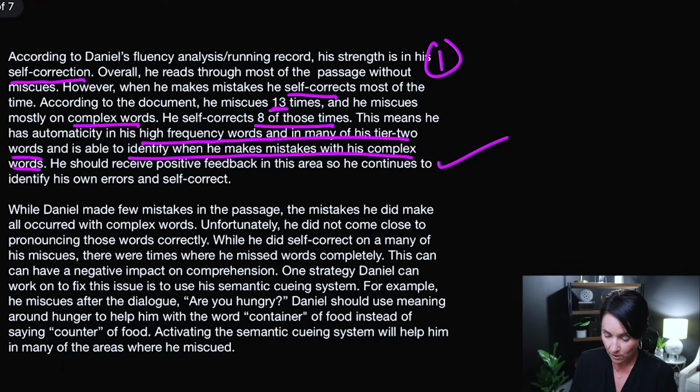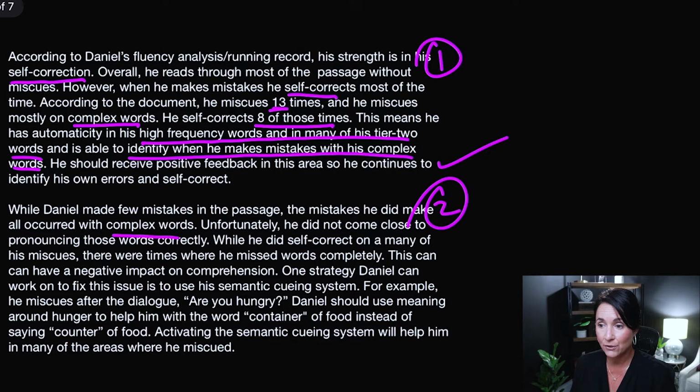All right. Now let's go. So we've done our strengths. Now we're looking for our weaknesses here. Here we go. While Daniel made few mistakes in the passage, the mistakes he did make all occurred with complex words. Unfortunately, he did not come close to pronouncing those words correctly. While he did self-correct on many of his miscues, there were times when he missed words completely. This can have a negative impact on comprehension.